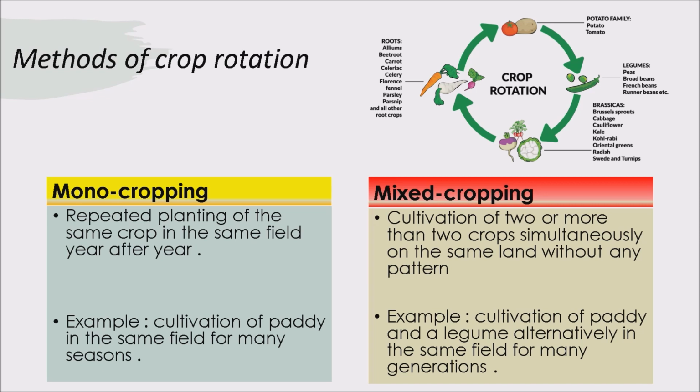Monocropping. Repeated planting of the same crop in the same field year after year is called monocropping. Example, cultivation of paddy in the same field for many seasons. Mixed cropping. The cultivation of two or more than two crops simultaneously on the same land without any pattern is called mixed cropping. Example, cultivation of paddy and a legume alternatively in the same field for many generations.